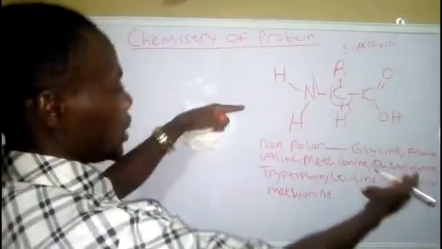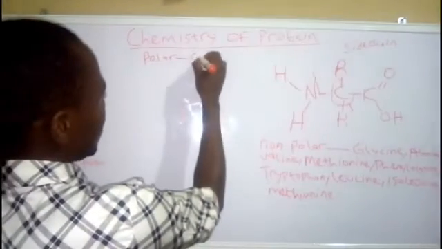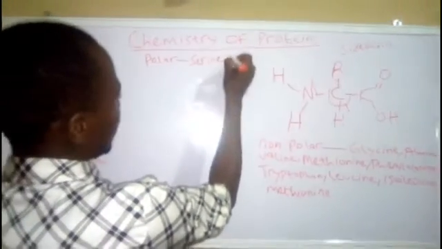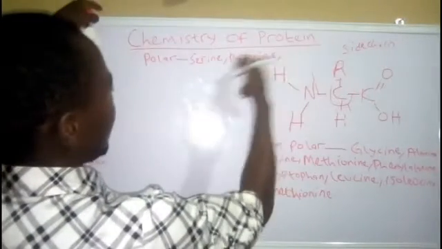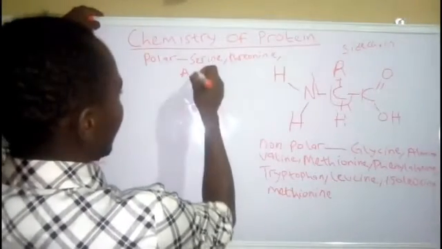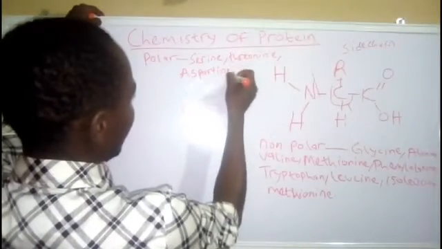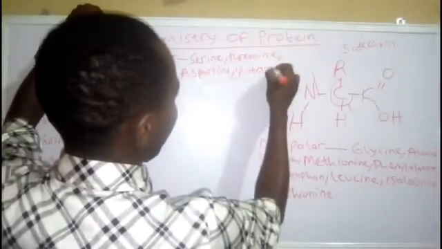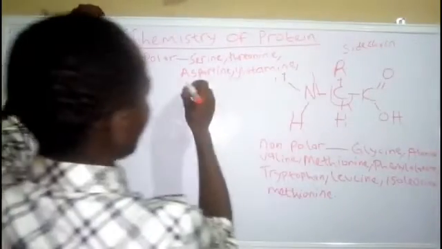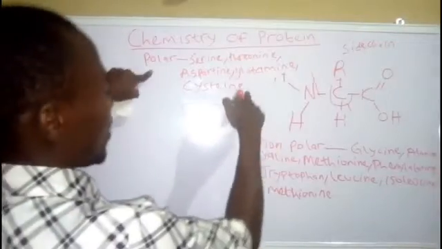So now back to the other one. Now let's talk about the polar ones. These are the polar amino acids. We have serine, threonine, and after the threonine, we have aspartame, glutamine, and we also have cysteine. So these are the polar amino acids.